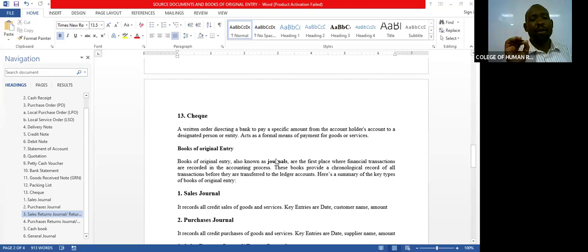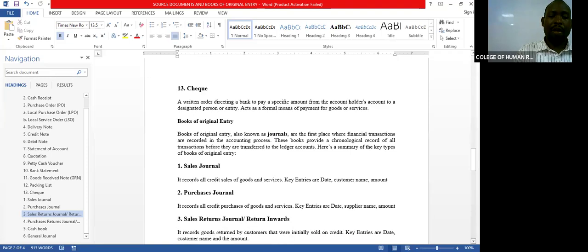And commonly, we refer to them as journals. So when you are told to prepare the journals, those journals are what we refer to as the books of original entry. Once the transaction has happened, before we transfer it to the T account or the ledger account, we first record them in the books of original entry or the journals. And these journals, there are actually 6 of them.